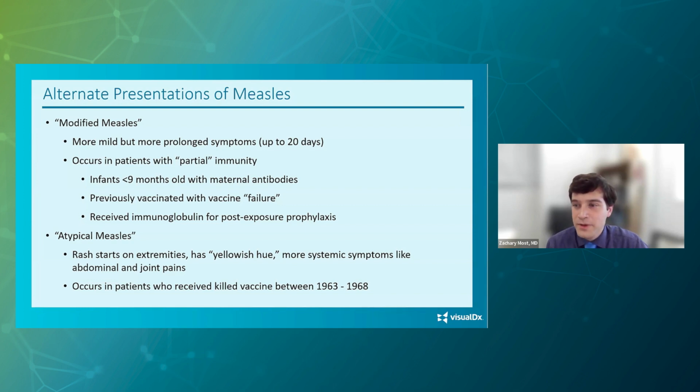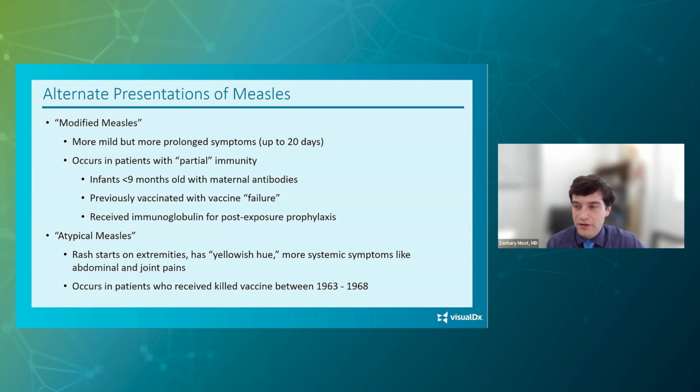And then the term atypical measles is intended to reference a very specific scenario, an atypical measles rash that starts on the extremities rather than at the face, has a more yellowish hue, and is associated with more systemic symptoms. This was described to occur in patients who received a different measles vaccine, a killed virus measles vaccine that was on the market from 1963 to 68.